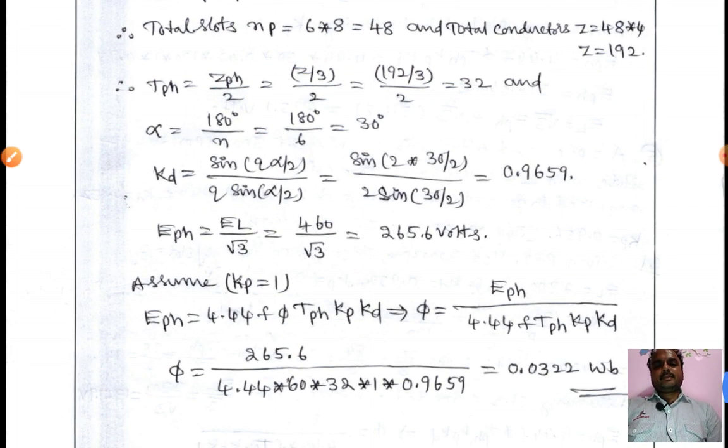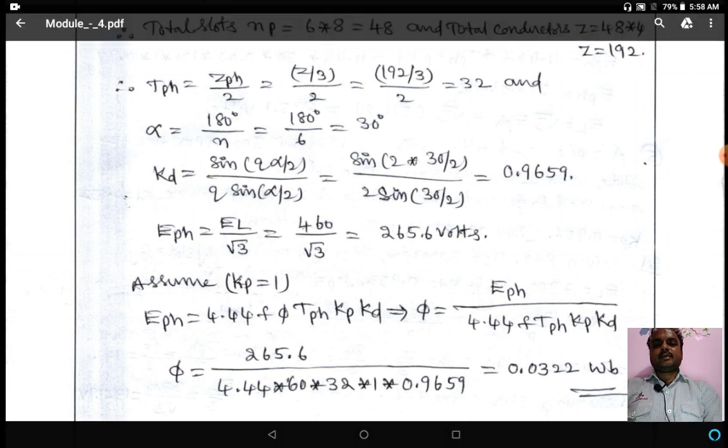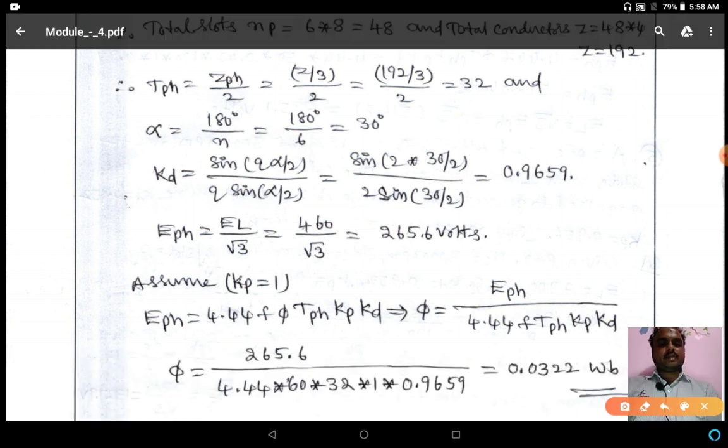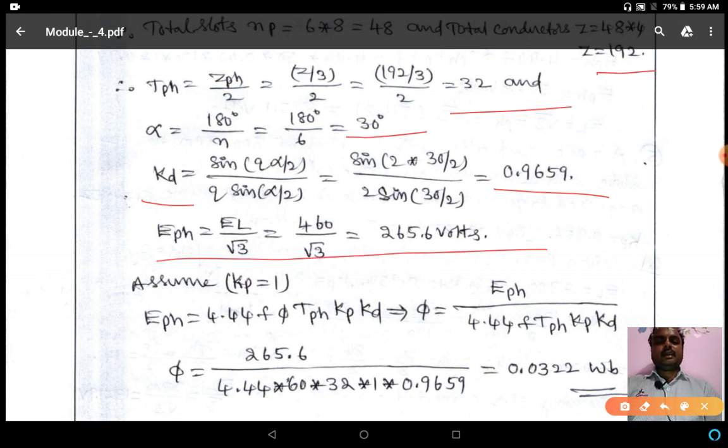and Tph is equal to Zph by 2. So Zph is Z by 3. Z value you got is 192, right? 192 conductors we got, and Tph is equal to 32. We will get alpha is equal to 180 by N. So 180 by 6 is equal to 30 degrees. Kd we find out using formula sin(q alpha by 2) divided by q into sin(alpha by 2). So we will get 0.965.